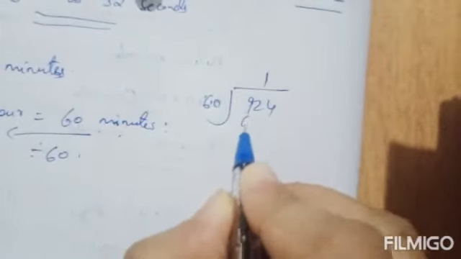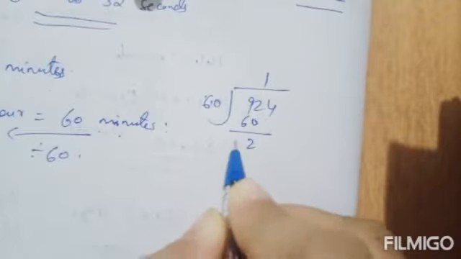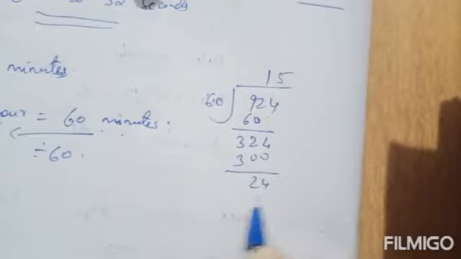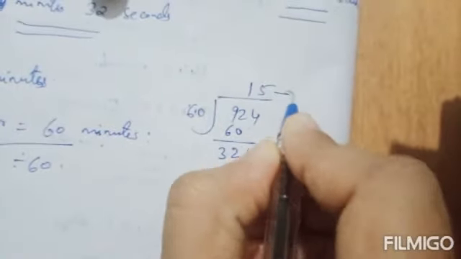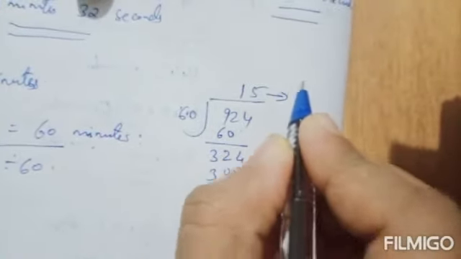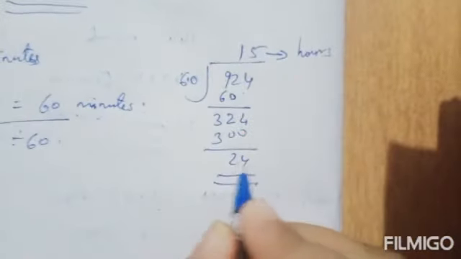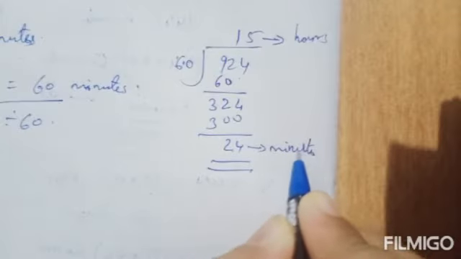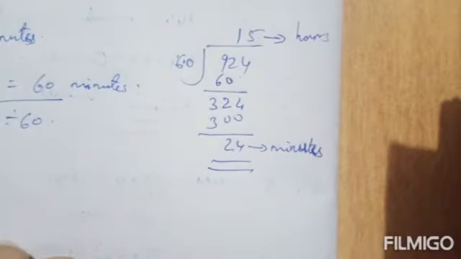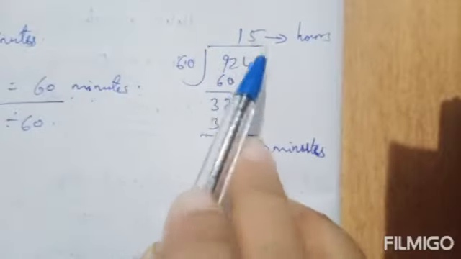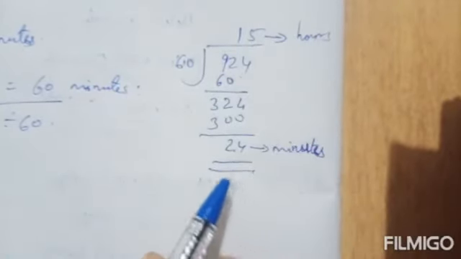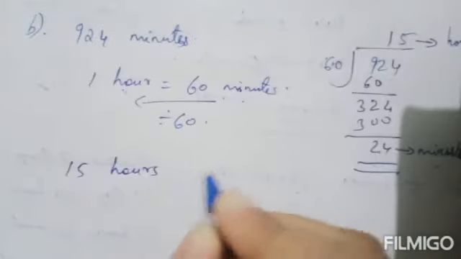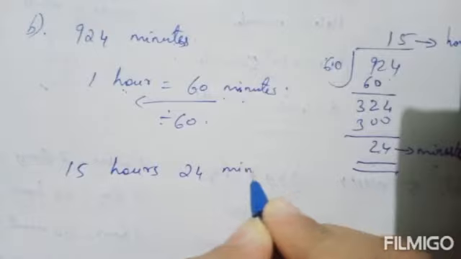You will get 60 into 1, 60. Now here 324, 60 into 5, 300, remainder you will get 24. So this quotient, that much hours will be there, and this remainder, this much minutes will be there. Okay, so 924 minutes, it is 15 hours 24 minutes. So you can write here 15 hours 24 minutes. This is the answer.